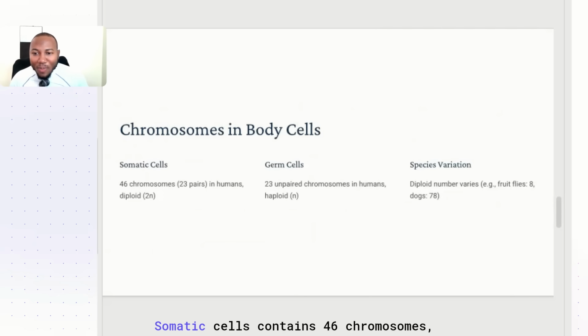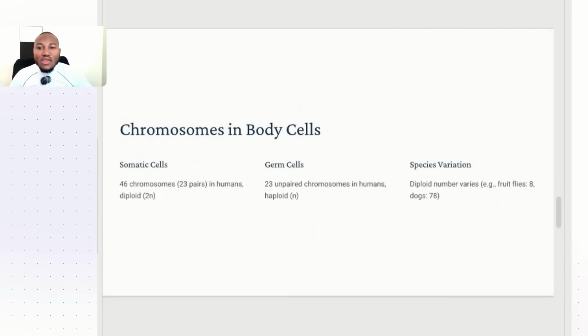As a recap, somatic cells contain 46 chromosomes, 23 pairs in humans, known as diploid. That's 2N. Germ cells have 23 unpaired chromosomes in humans, known as haploid. All right? Other animals have their own numbers, which I'm not here to discuss. I'm here to discuss humans.